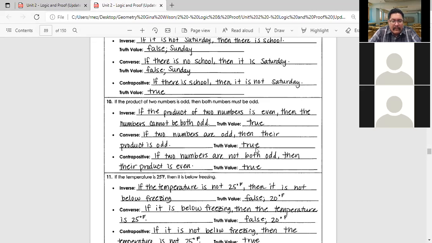Now, again, for contrapositive, you're starting from converse, but you're adding the not in there. So if 2 numbers are not both odd, in other words, you could probably also say even, but I'm pretty sure they did not say that because in the very next statement, it says then their product is even. So if 2 numbers are even, then their product is even. Well, that's kind of true, and I already mentioned that, right? Because 2 times 2 is 4. 10 times 10 is 100. 20 times 20 is, well, you get the idea.